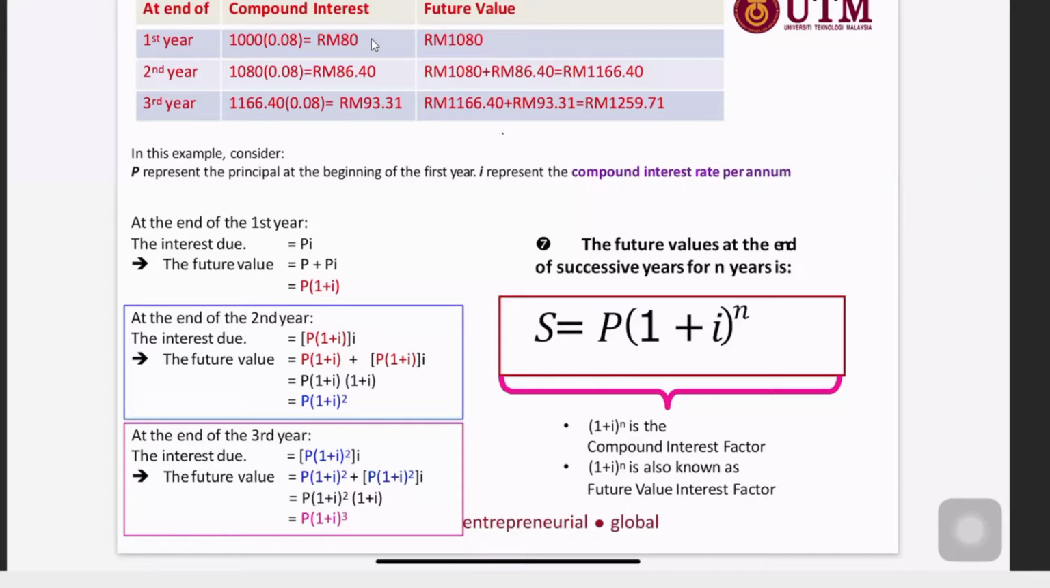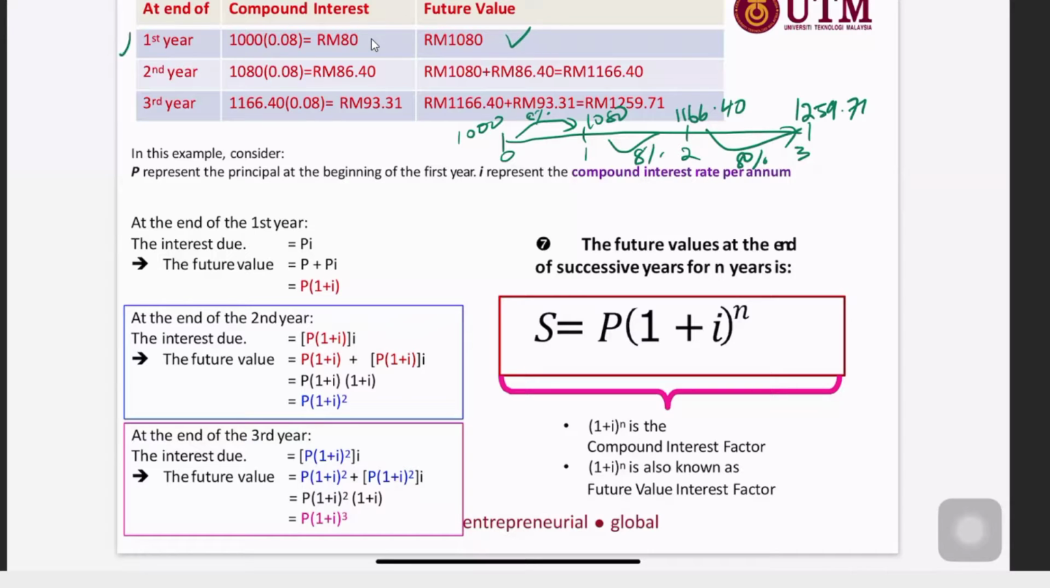So here for example you have 0, 1, 2, 3. Here you have 1,000. You multiply by 8% and you will get 1,080. Then 1,080 times 8% also, you will get 86.40, your compound interest, right? And then your principal here would be 1,166.40. Then you charge 8% interest again. You get 93.31 as your compound interest, and then you will get 1,259.79. So this would be your value.